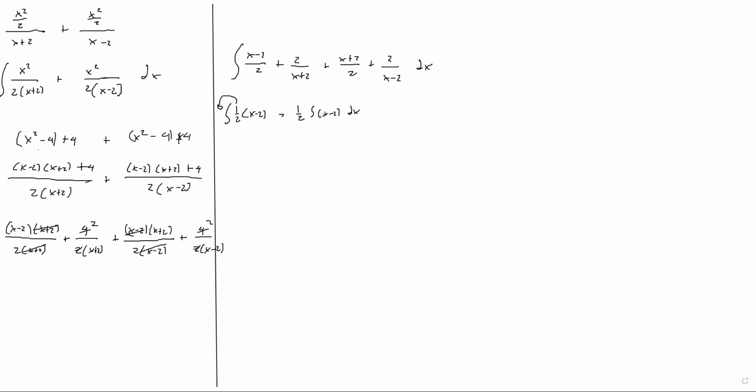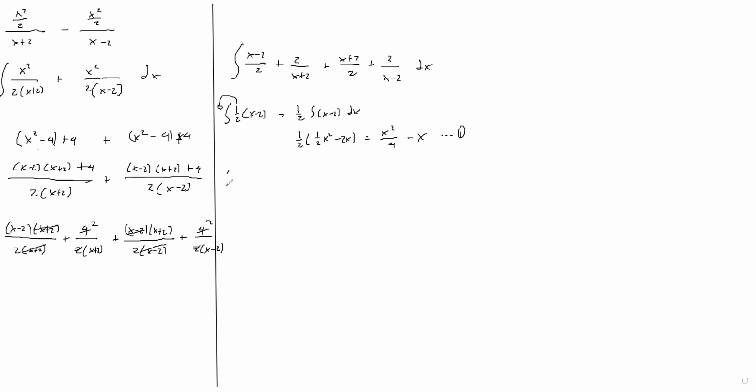So we can integrate this one straight away. So x minus 2 integrated, x becomes half x squared. So we're going to end up with half multiplied by half x squared minus 2x. Okay, and then we expand the bracket. So we get x squared over 4 and then minus x. That's the first one. Okay, now for the second fraction.